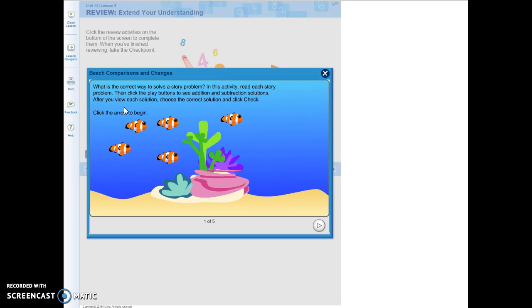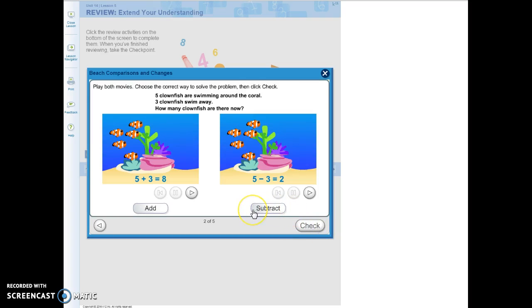What is the correct way to solve a story problem? In this activity, read each story problem. Then click the play buttons to see addition and subtraction solutions. After you view each solution, choose the correct solution and click check. Play both movies. Choose the correct way to solve the problem, then press check.